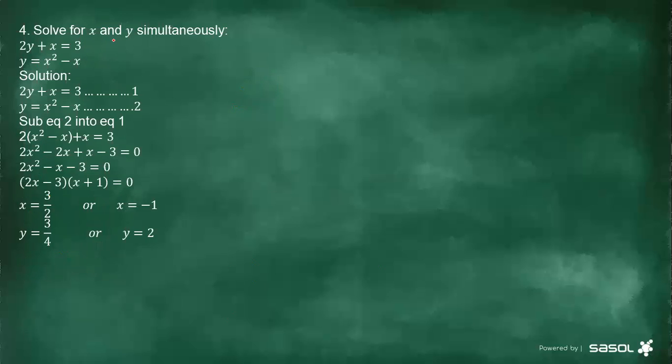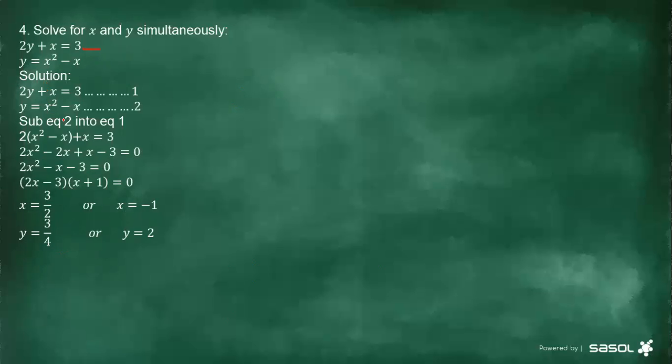Solve for x and y simultaneously. 2y plus x equals 3, that is the first equation. And then the second one, y equals x squared minus x, that is the second equation. Then under solution, this is what we're going to be putting.